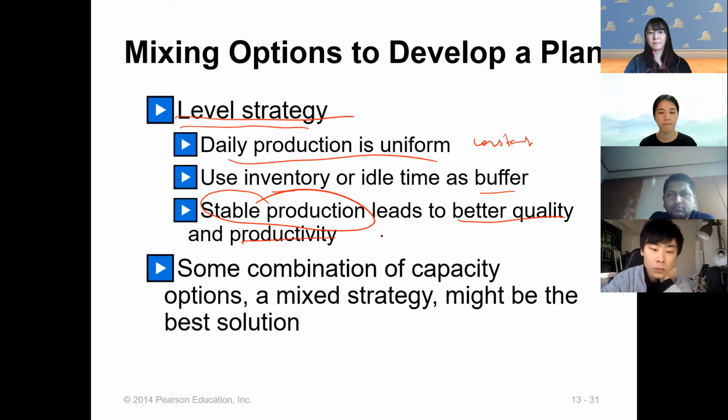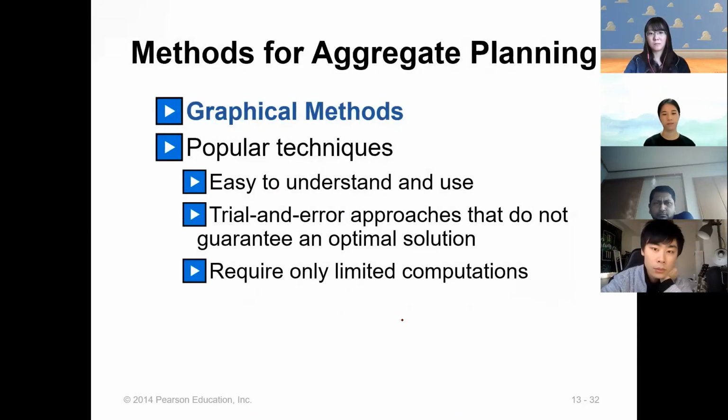Okay, that's a little bit similar to level strategy. So some combination of capacity options. So you can also have a mixed strategy. Okay, mixed strategy. Mixed means you can have both chase and also level, or you have reduced workers and you can have a certain month where you actually have a uniform production rate. Production rate is uniform.